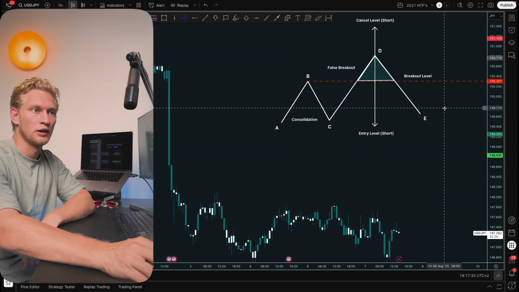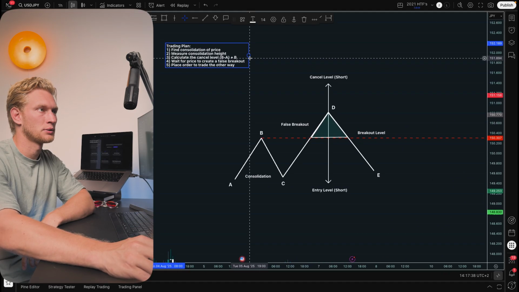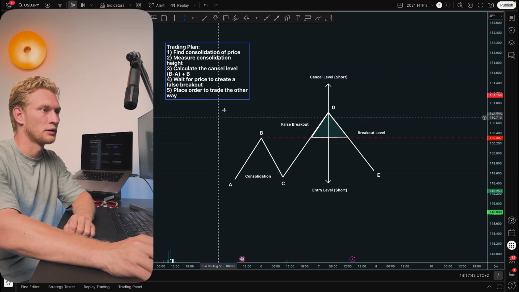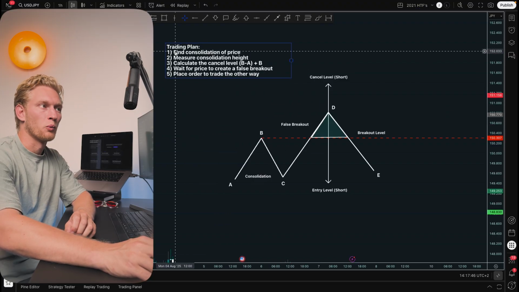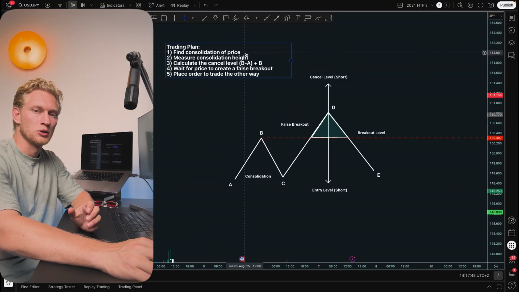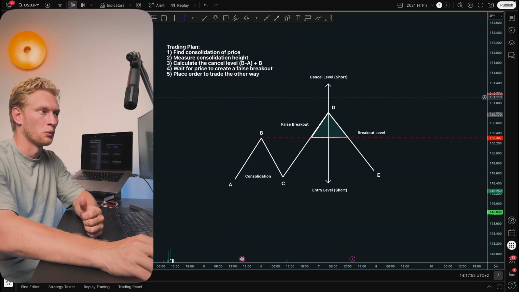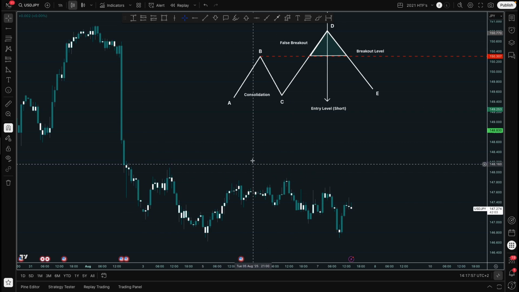Let me now dive into the trading plan. 5 simple steps. Let's see if I can increase the size so everyone can read it. And there we go. So step 1, what I have here is find consolidation of price. This is a very subjective thing. So what is consolidation? Is this consolidation? Is this whole period consolidation?